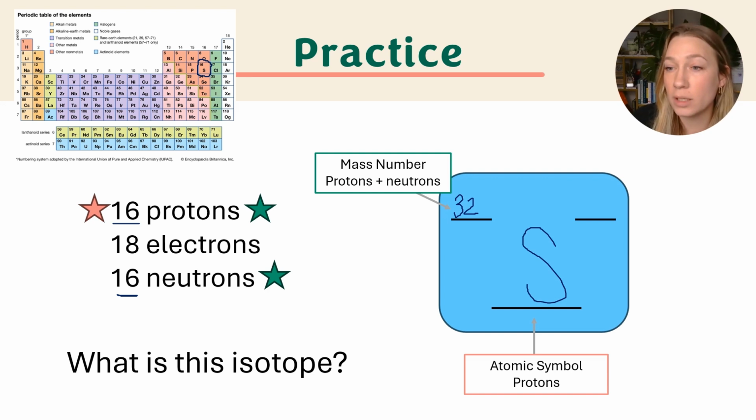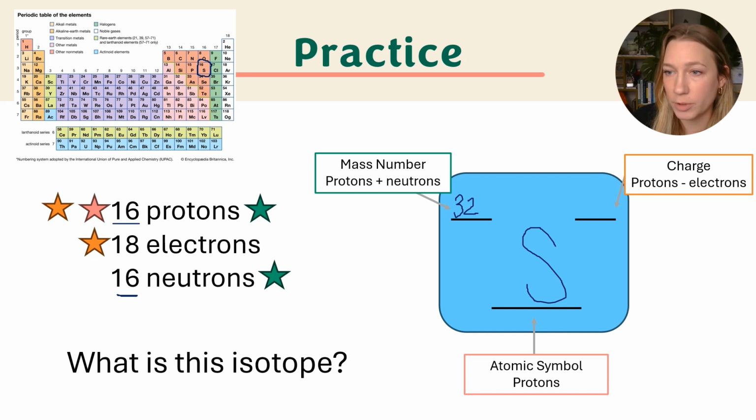Then we can determine the charge, which will always go on the top right-hand side of our atomic symbol. So we calculate the charge by taking the protons, which have a positive charge, and subtracting the electrons that are negatively charged. So if we have 16 protons and we have 18 electrons, that gives us 16 minus 18 is negative 2.